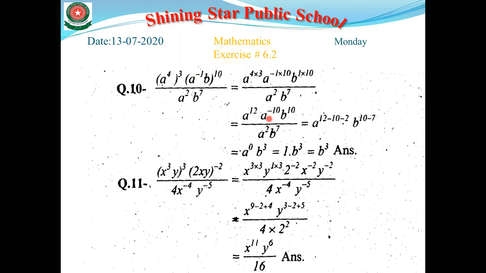When we multiply a with a, powers will be added. 12 minus 10, and this plus 2 becomes minus 2. So 12 minus 10 minus 2, it becomes a power 0, and we know that a power 0 is 1. Keep in mind, when we have a power 0, it becomes 1. When we have 5 power 0, it becomes 1. Any number, any variable, any constant having power 0 becomes 1.